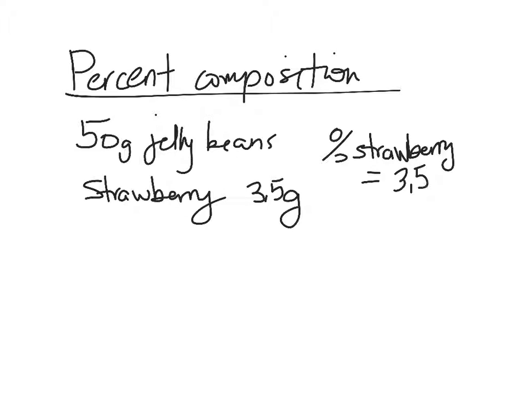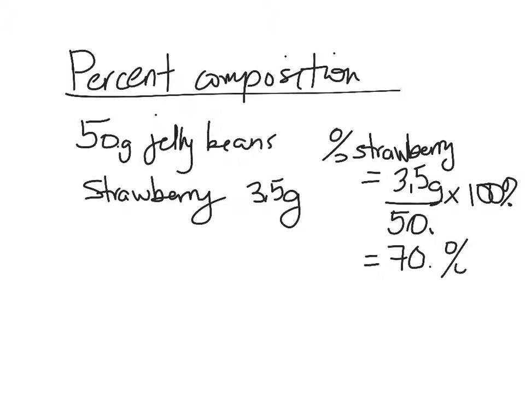The percent strawberry would be equal to 3.5 grams divided by 50 grams, let's say it's 50 with a decimal, times 100%, which is 7%, sorry, 7.0%.